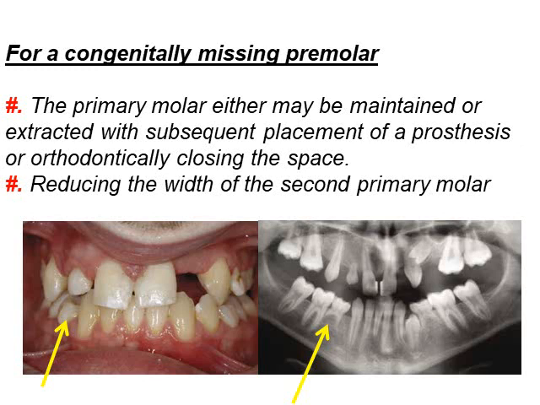Maintaining the primary second molar may cause occlusal problems due to its larger mesodistal diameter compared to the second premolar.